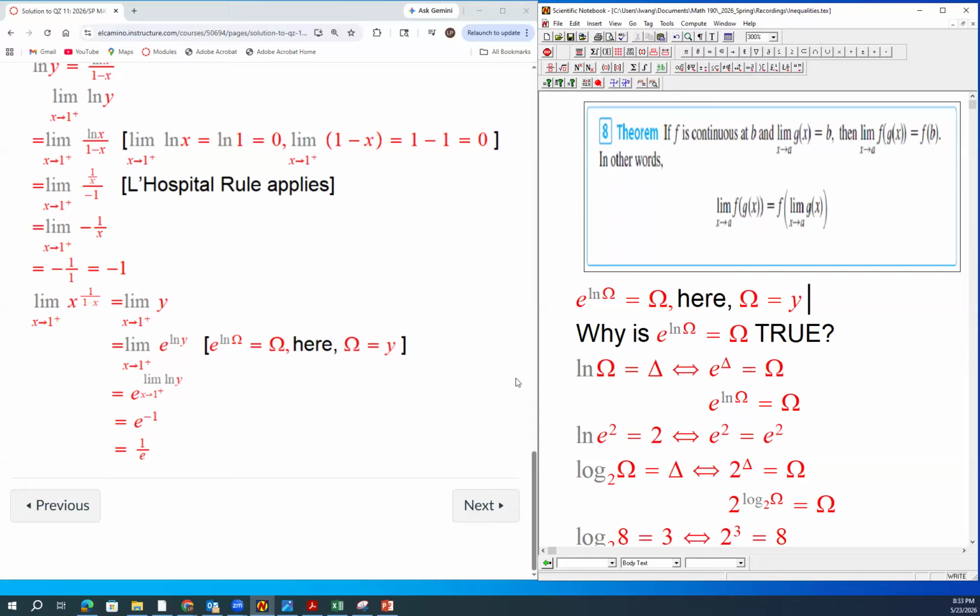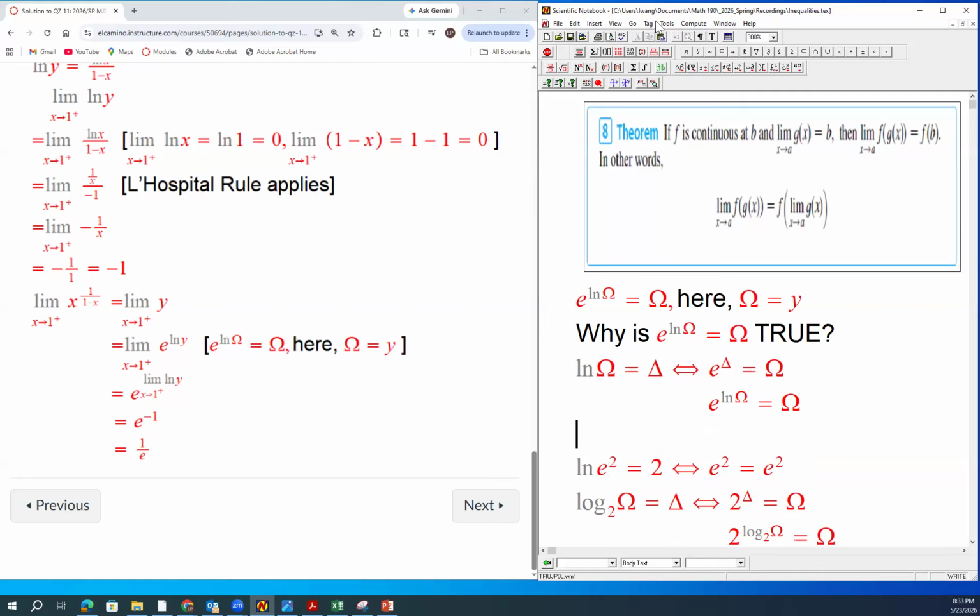So that's why, in this step, when omega is y, we will get the following: omega is y, and here's y. That's what we did from this step to the next step. We have applied that same property.